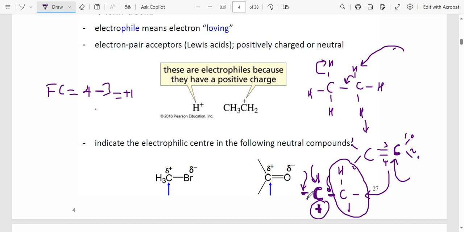If it also had a lone pair of electrons, let's say like this, you count those as individual electrons, so that would be 3 bonds plus 2 electrons, which is 5. So it would be 4 minus 5, which gives us a charge of negative 1. Is there any question? Is this clear? Are we moving together? Okay.